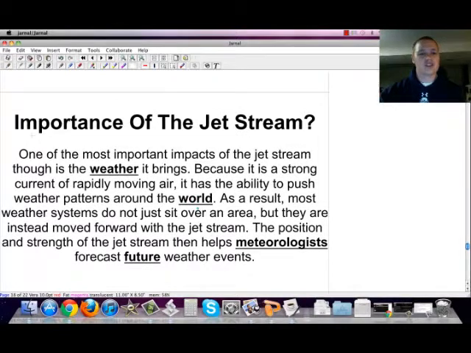The other thing that it does, throughout the weather that it brings us, is that it's a rapid pushing of air that helps to push all the different types of weather across the entire world.